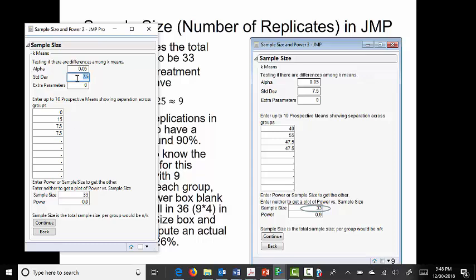The other thing I wanted to show you is if this standard deviation were to increase, right, then what do you think is going to happen to the sample size that's suggested? It's going to increase as well. So you can play around with this dialog box to be able to figure out what's suggested from a sample size calculation.